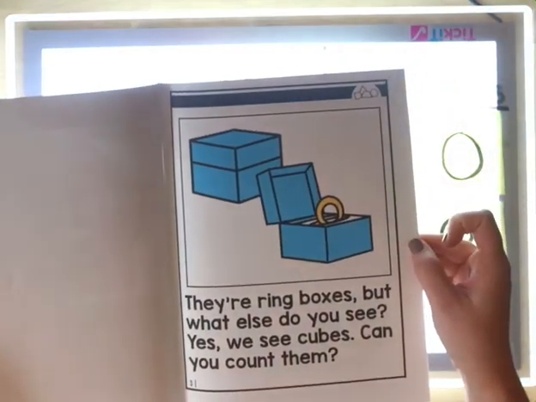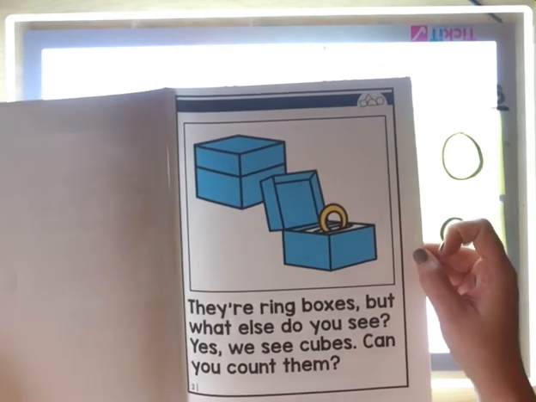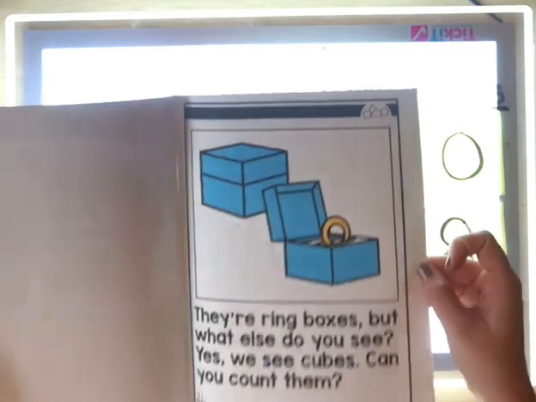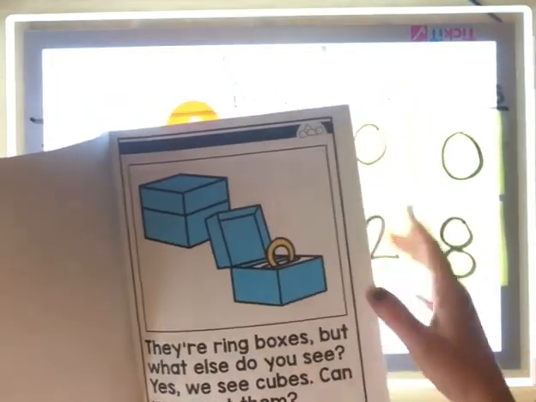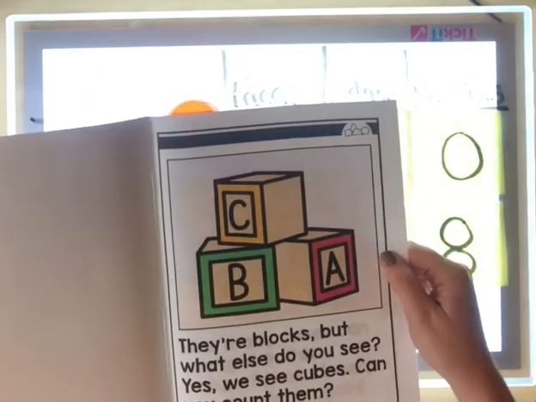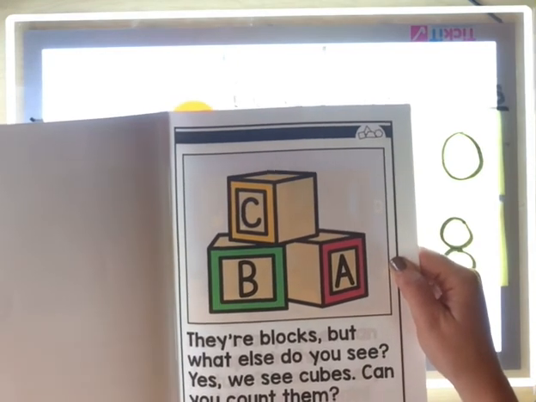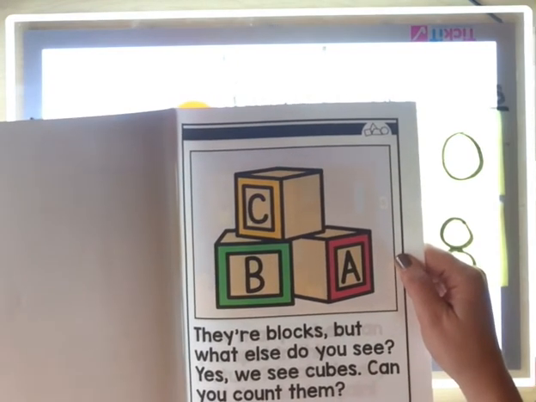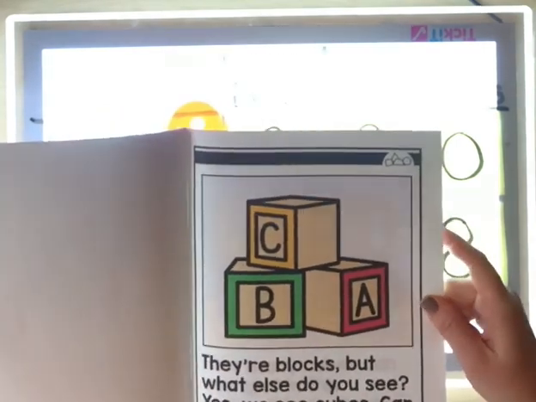Do you see ring boxes? What else do you see? You're right, when they're closed, they are cubes. Let's count how many cubes are here. 1, 2. These are blocks, but what else do you see? Yes, we see cubes. Can you count them? 1, 2, 3 cubes there. Good job.